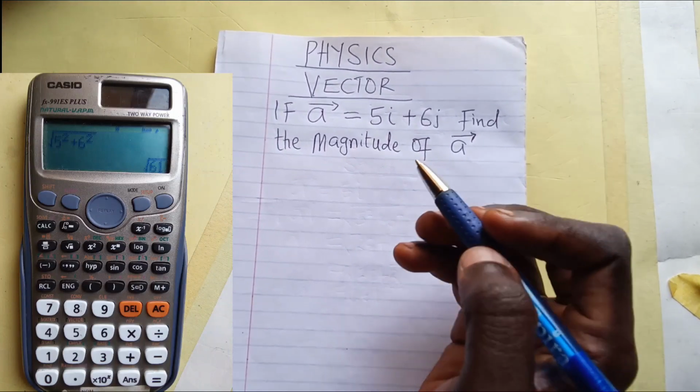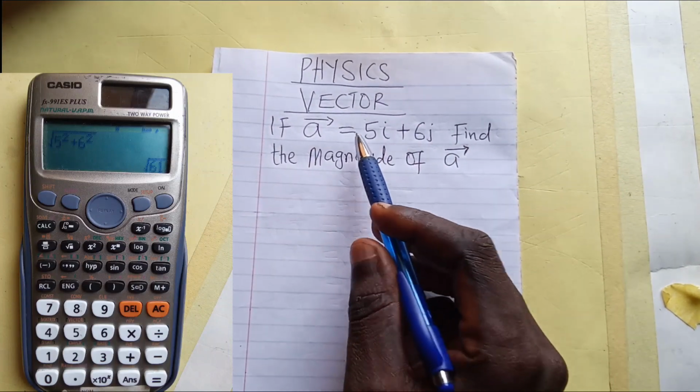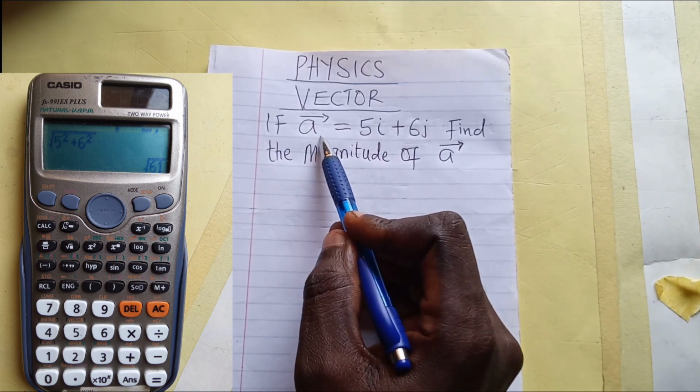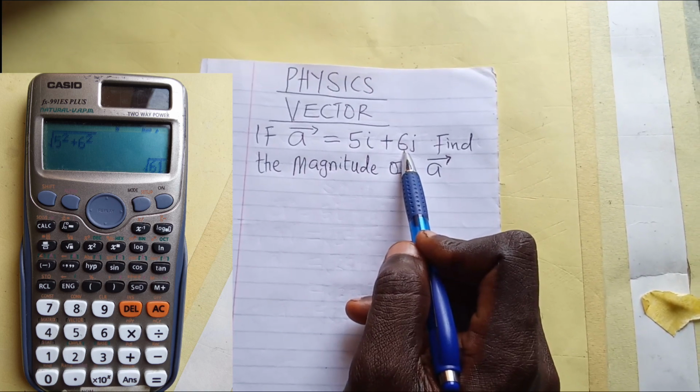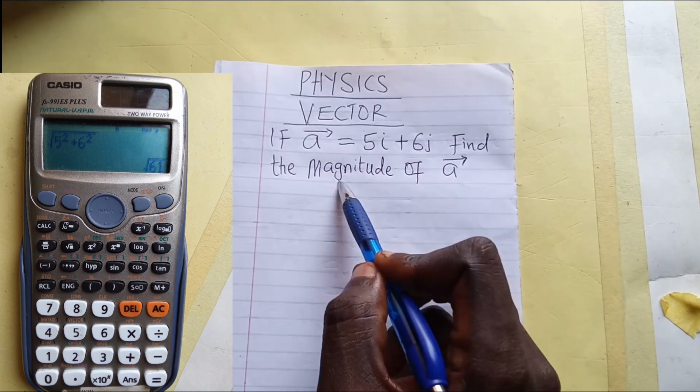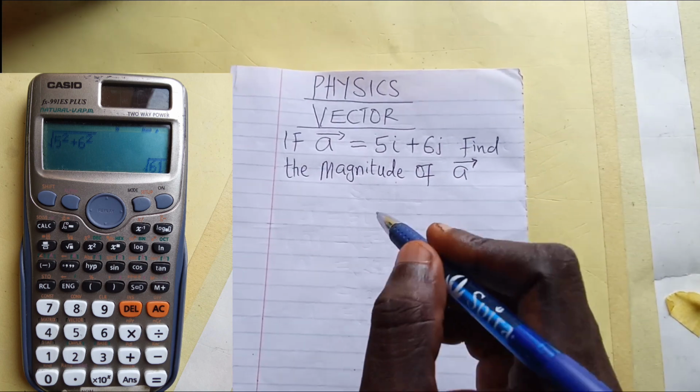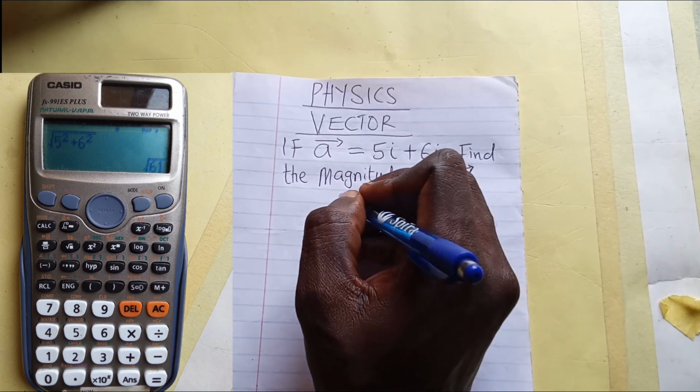In this class, we will tackle this problem under vector. We're told that if vector A is equal to 5i plus 6j, find the magnitude of vector A. So first thing we write is our solution.